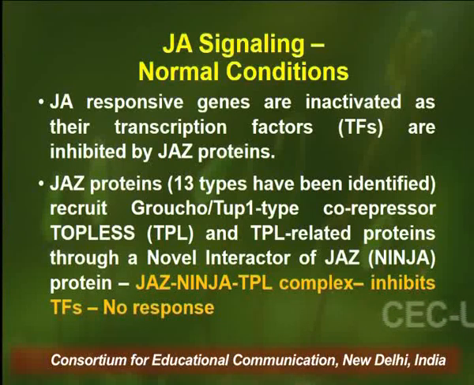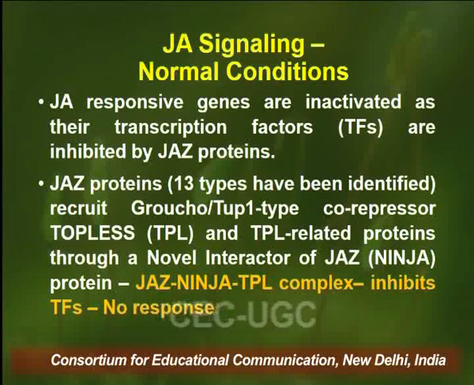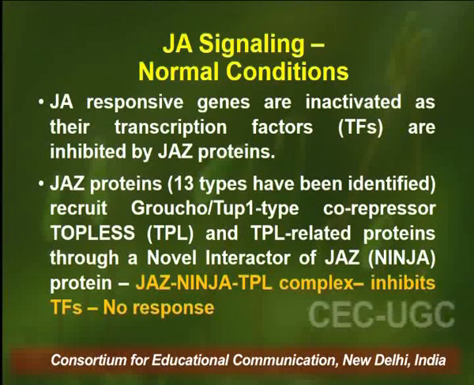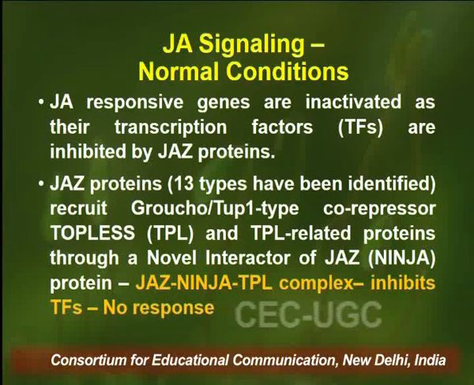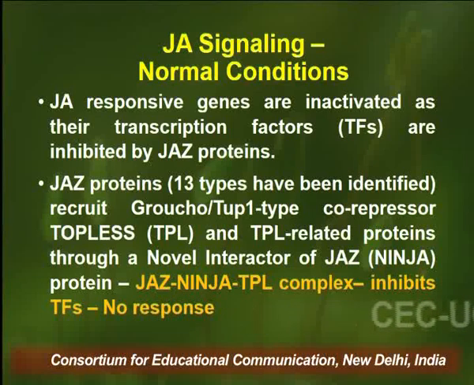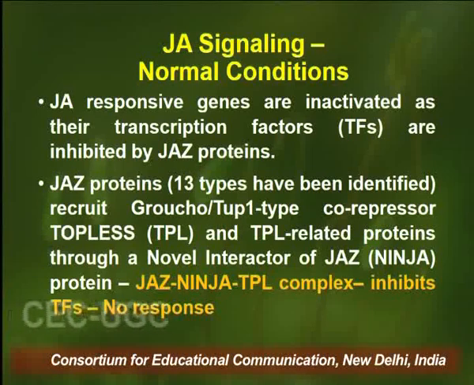And how do these genes remain inactivated? Because the transcription factors which activate these genes are inhibited by the JAZ proteins. Now what do these JAZ proteins do to inhibit the transcription factor? They recruit Groucho/Tup1 type co-repressor Topless proteins, also known as TPL proteins, as well as Topless-related proteins, known as TPR proteins.